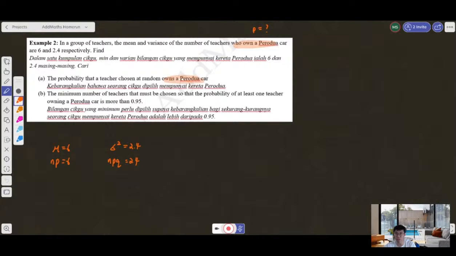I want to own Permutation car. The probability is what? So I want to find the P. So this is my first equation, my second equation. So 6Q equal to 2.4, Q is 0.4. So when you get Q is 0.4, P is 0.6. So 0.6 teacher own Permutation car. That's how easy it is. All right. For the B is a little bit special.